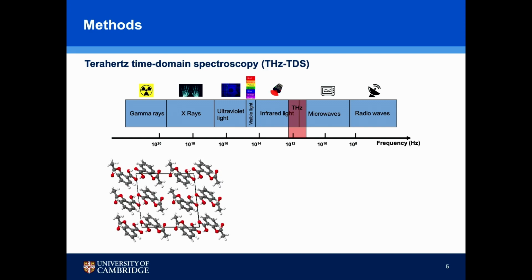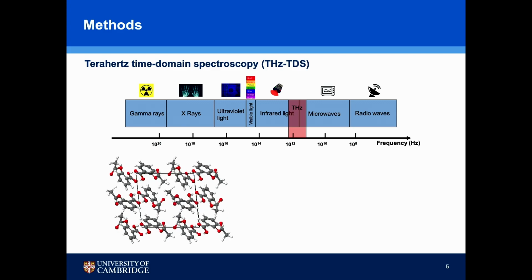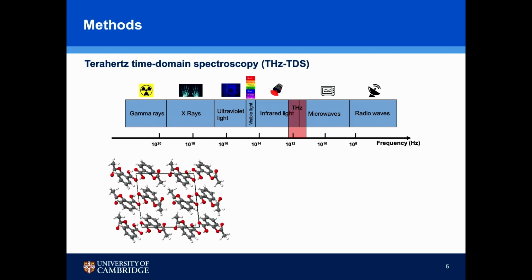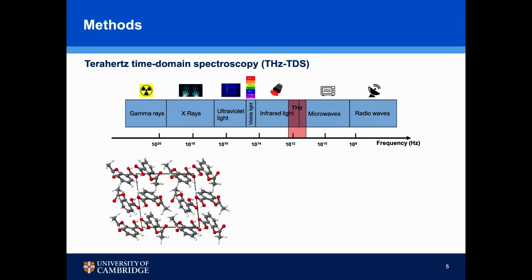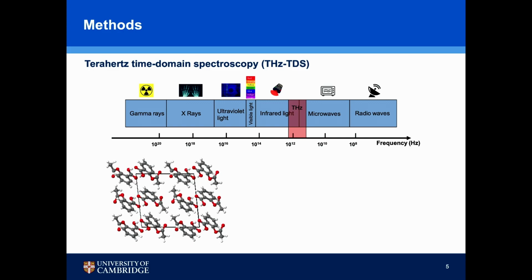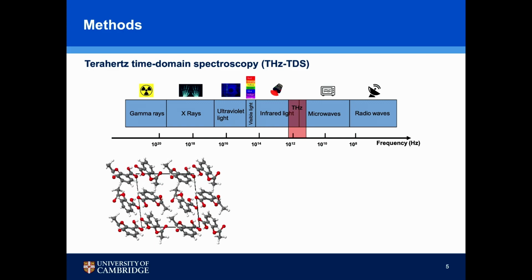On the left corner here is a short video as an example to show the collective motions that can be probed with terahertz spectroscopy. As you can see, it's not like a single bond stretching or group rotation, but more like the whole structure and all the atoms are moving somehow. So that's the complex motion we're going to look at later in the results and discussions.